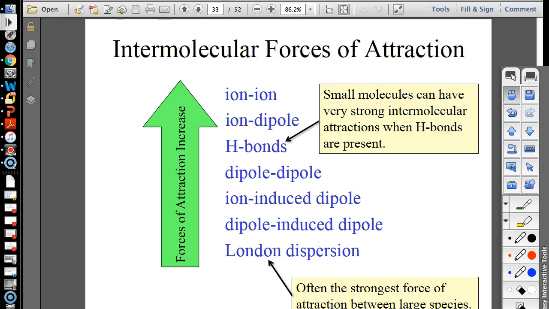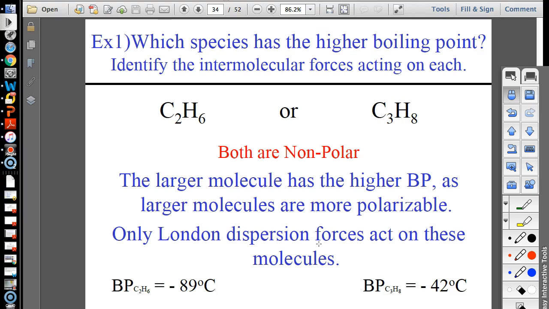I think this is what material science and chemical engineering go into a lot, like how to design these things using intermolecular forces. So I find this to be very interesting. If you're doing a chemistry Olympiad, the material science event is this. So anyway, which one has a higher boiling point? So let's go ahead and look at this.